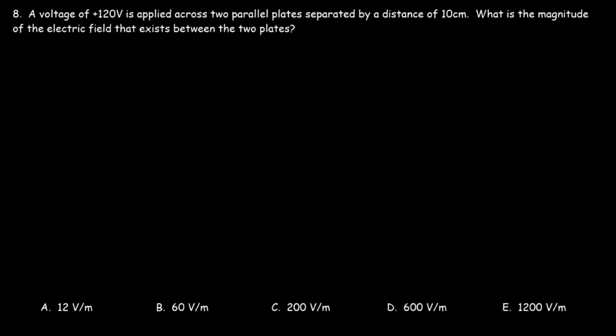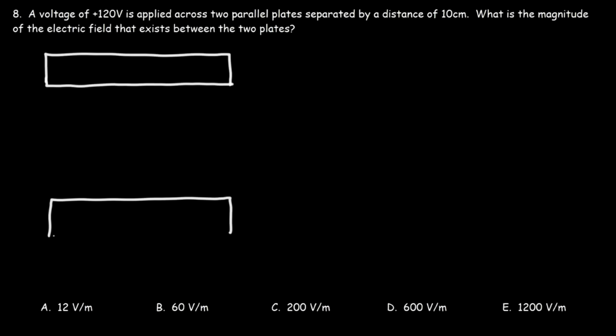Number 8. A voltage of 120 volts is applied across two parallel plates separated by a distance of 10 centimeters. What is the magnitude of the electric field that exists between the two plates? So let's draw a picture. This is going to be very similar to the picture that we drew earlier in this video.